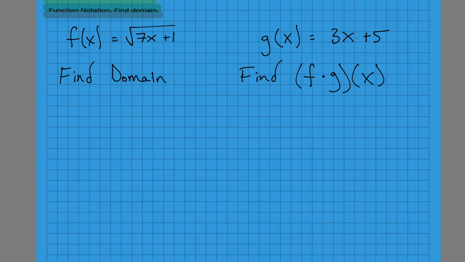All right, we're given here two functions. f of x equals the square root of 7x plus 1, and g of x equals 3x plus 5. Okay, first thing we want to do is find the domain.